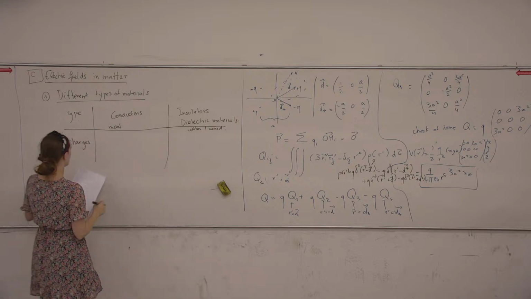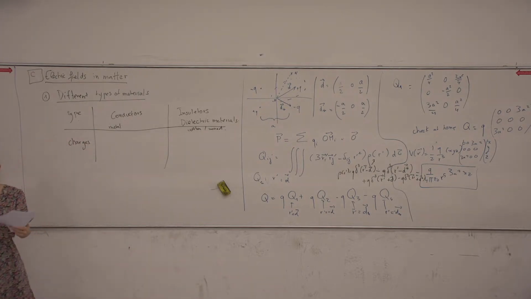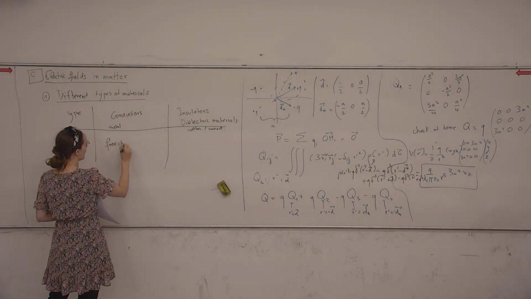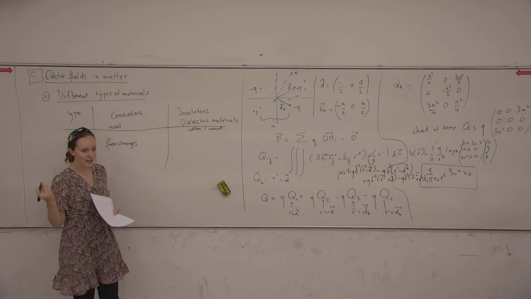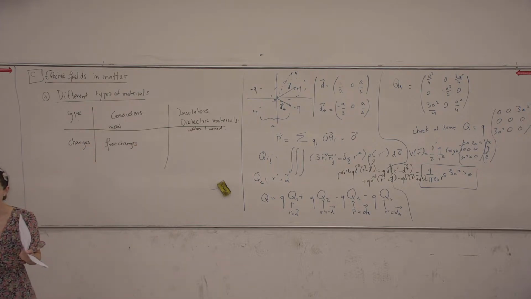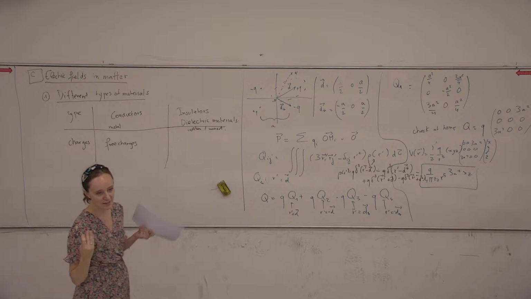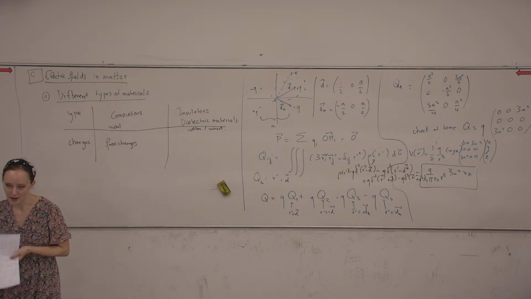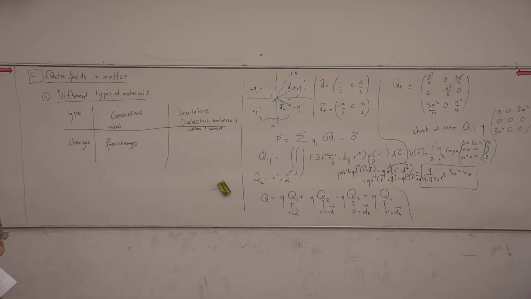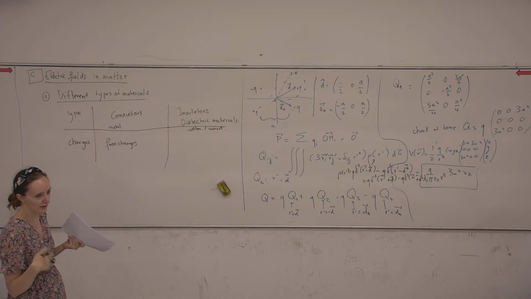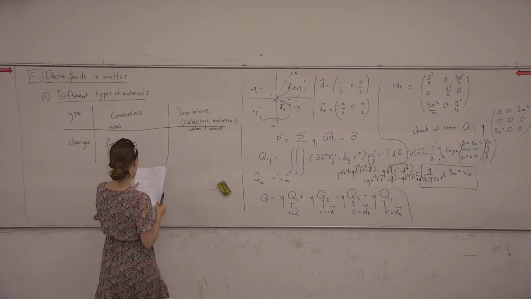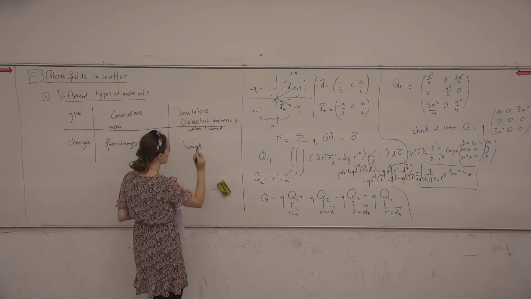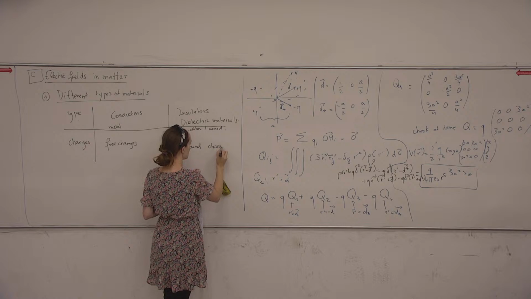And what are the charges? So in the case of a conductor, what are the charges that we're talking about? They are called free charges. They are charges which are free to move inside the material. So for example, in a metal, what are the free charges? Electrons, okay, so each atom will have 1 or 2 or several free electrons that will be free to travel in the material. And in the case of an insulator, we have charges which are called bound charges.